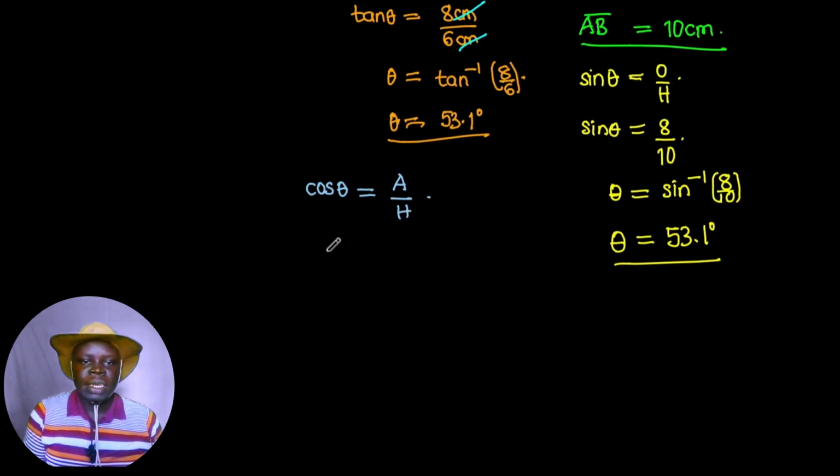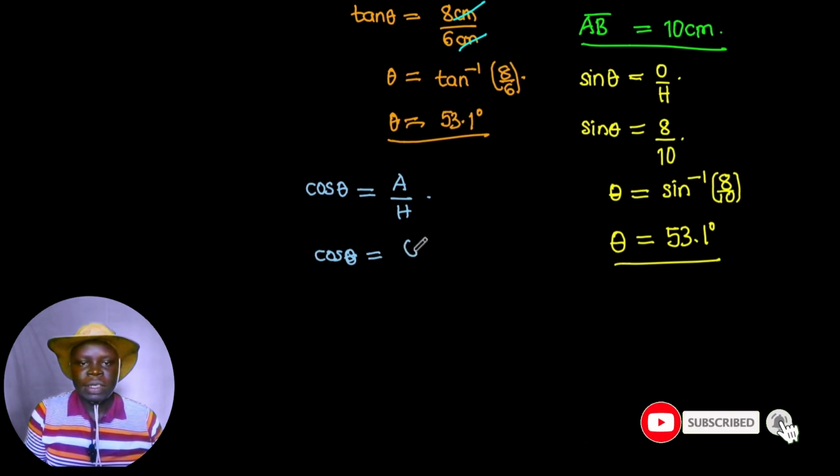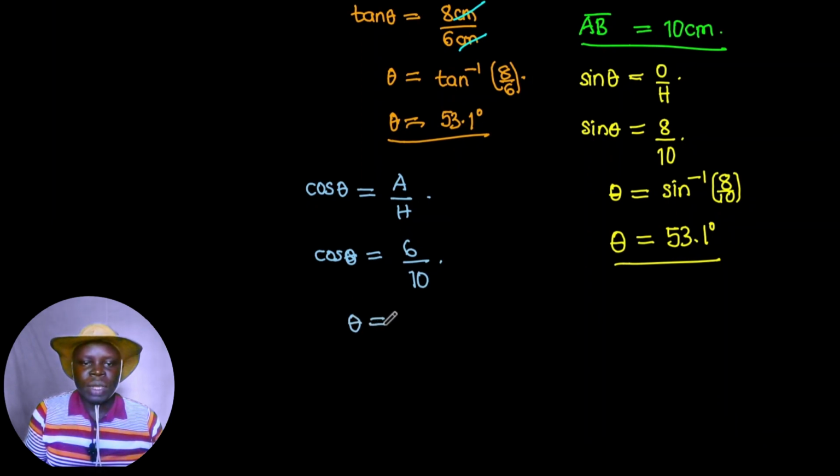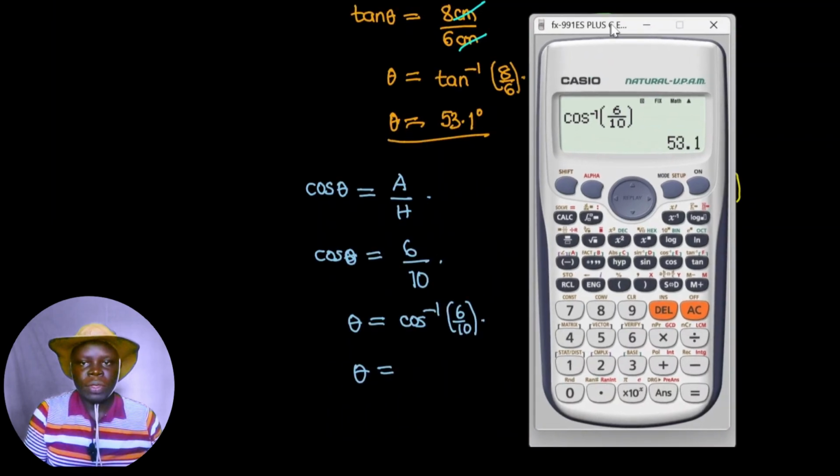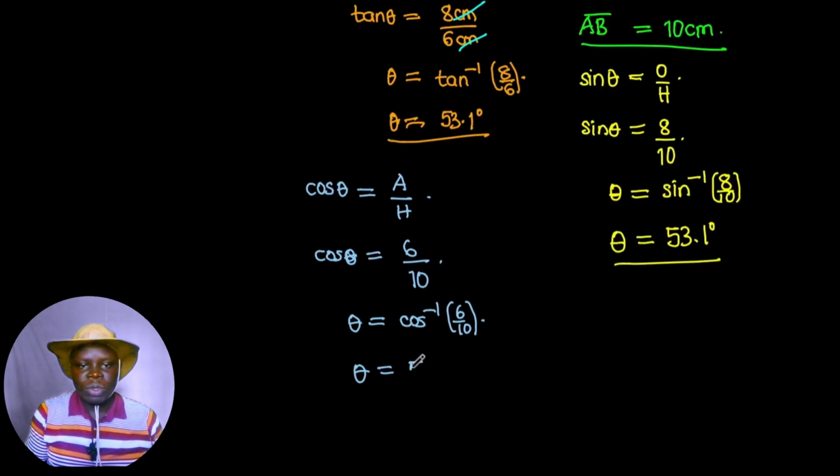So for our case here, cosine of theta is given by the adjacent, which is 6, over the hypotenuse, which is 10. Now, getting theta alone, we get cos inverse of 6 over 10. Again, getting our calculator, we punch in second function, cosine of 6 divided by 10, closing up this bracket, and this must give us the same result, 53.1. So we can also write 53.1 degrees.